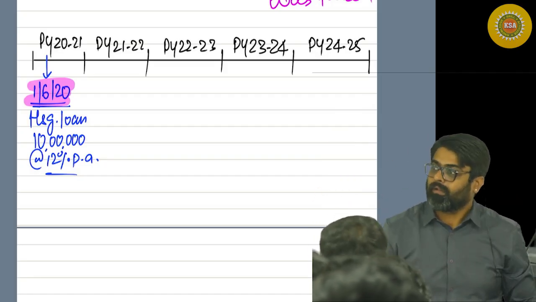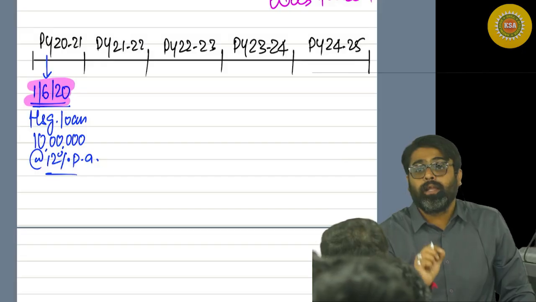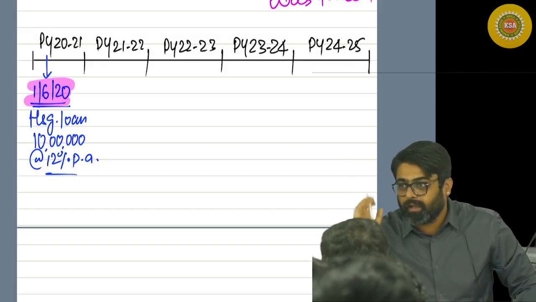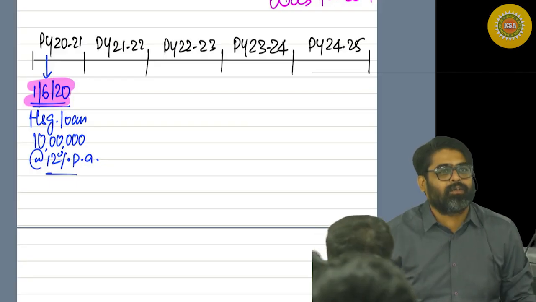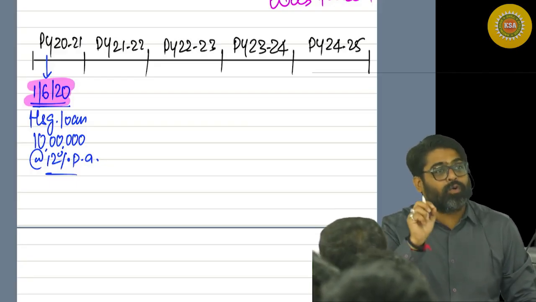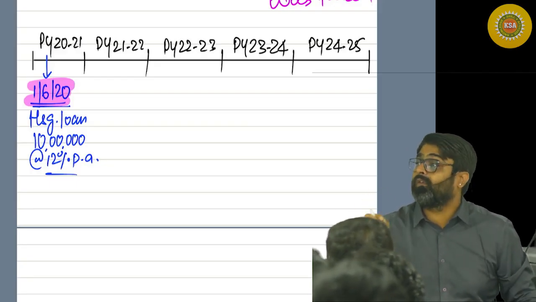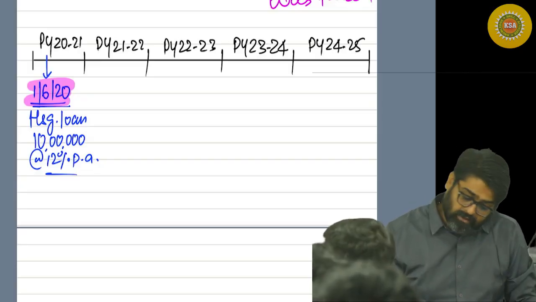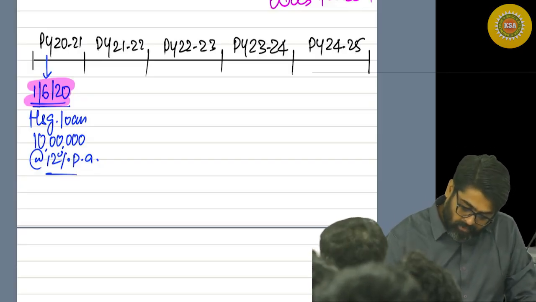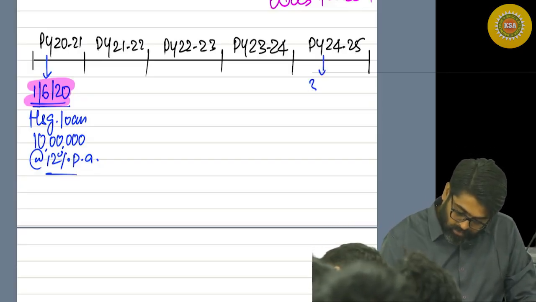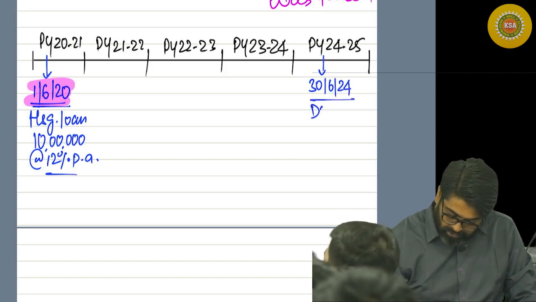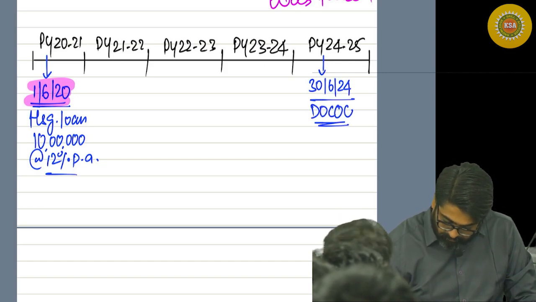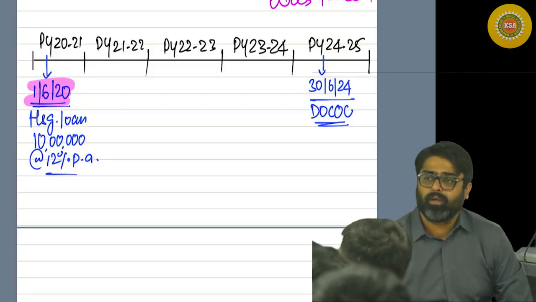Yes or no? That date is known as DOCOC, date of completion of construction. What will you call it? DOCOC, date of completion of construction. Now let's say on 30th June 2024 the construction got completed. This is the date of completion of construction.